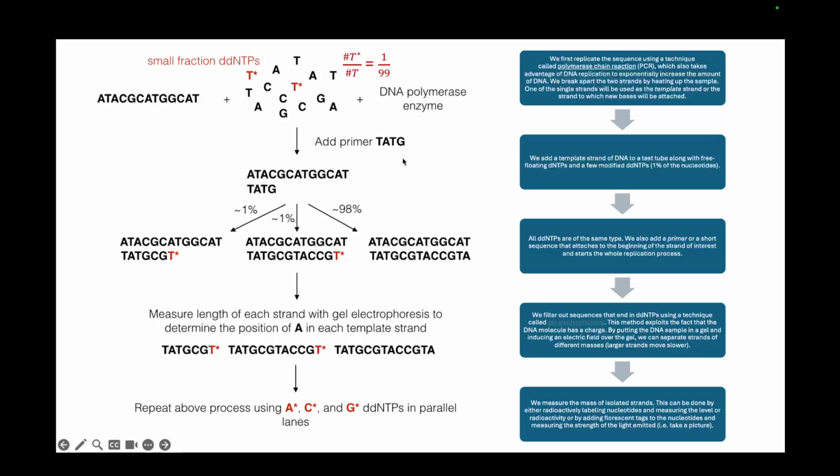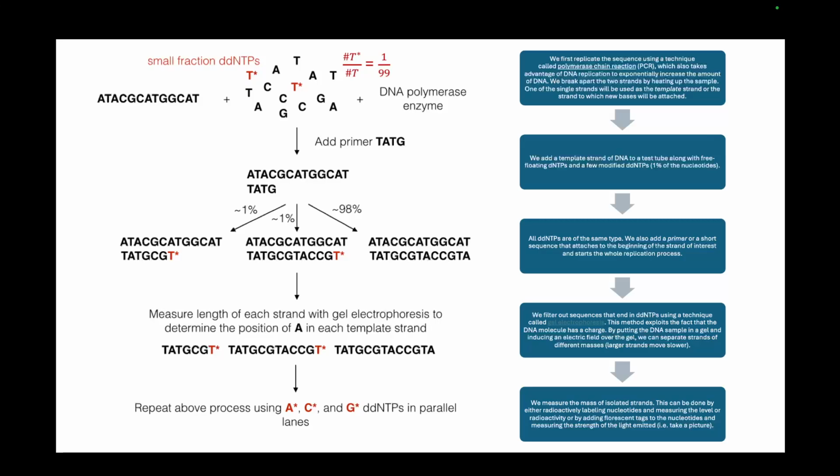So at one point of time, you only add one type of ddNTP, because if you add multiple types, the strand will stop synthesizing at multiple points. At T, it will stop synthesizing when a modified A comes and binds to that. Again, after a G, it will stop synthesizing when a modified C comes and binds to that.